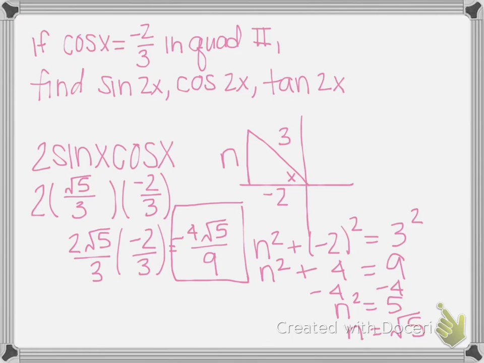Except for now I wrote big, so I'm going to have to get to a new one. So I'll rewrite my triangle. So what were my numbers here, guys? 3, square root of 5, negative 2 on the bottom. Nice job. All right, so now we're going to do cosine 2x.